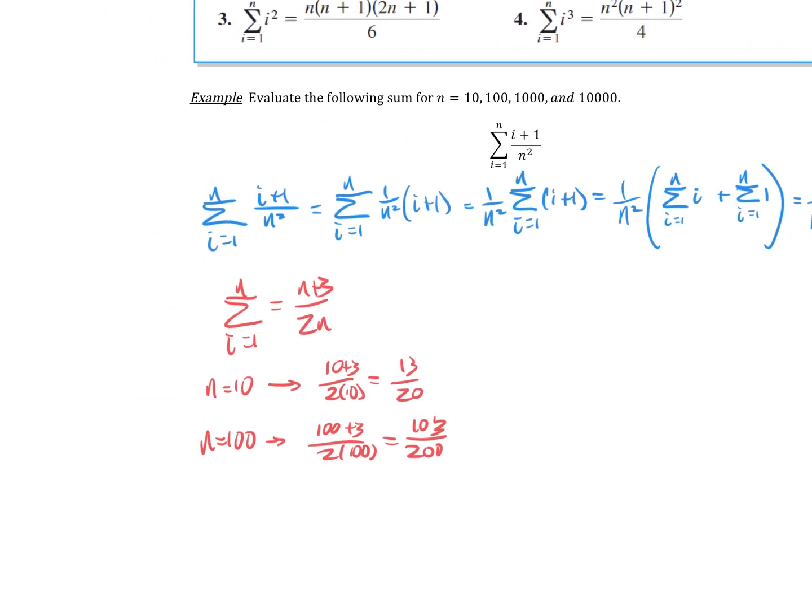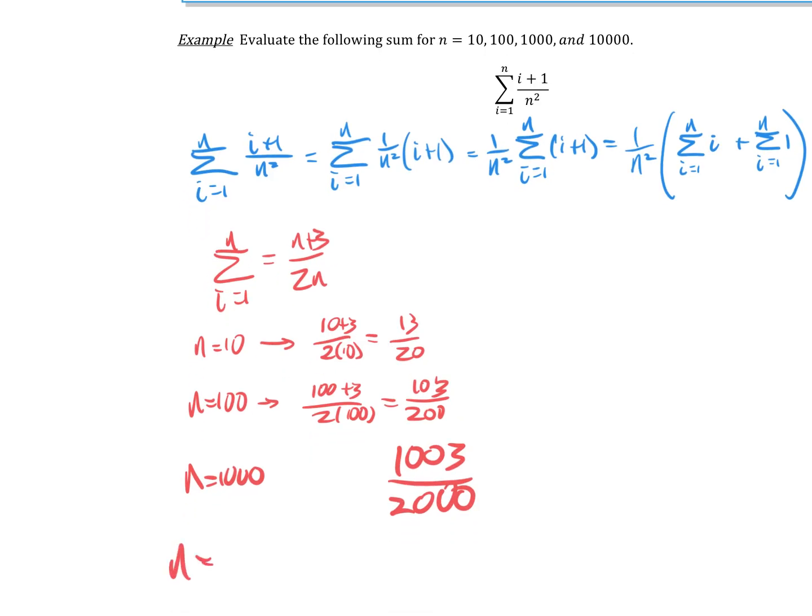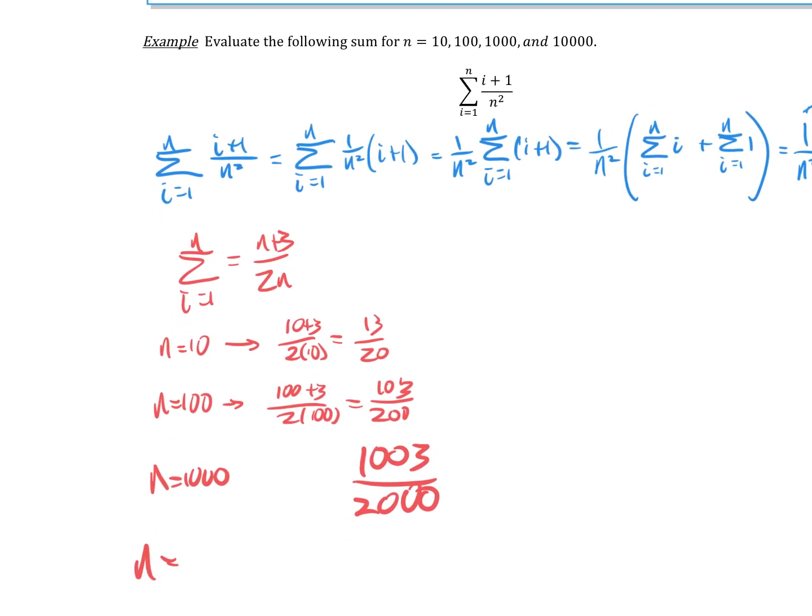And we can crank this up to 1,000. And we get 1,003 over 2,000. If n equals one more, 10,000, well, this is 10,003 over 20,000. One too many zeros there; it's 20,000 because we're doing 10,000.